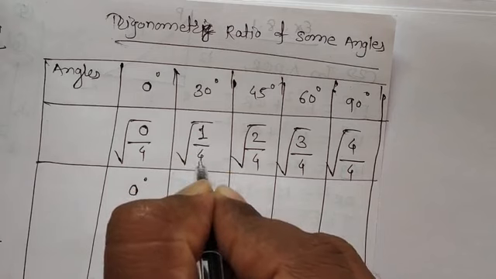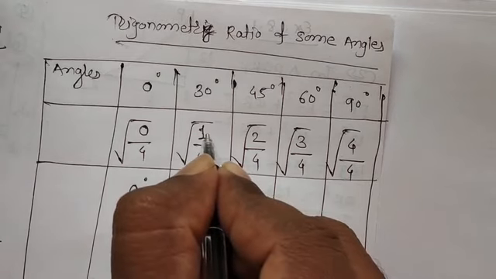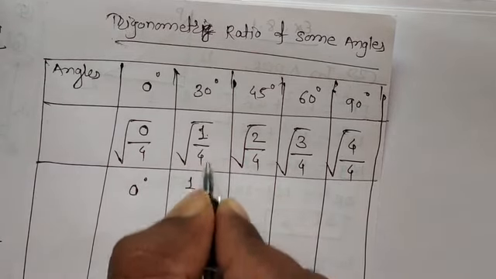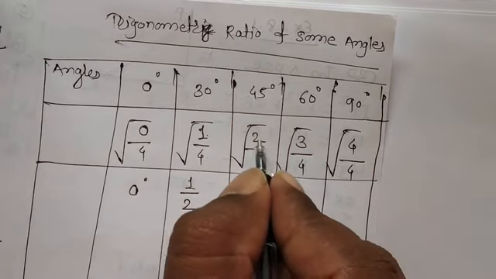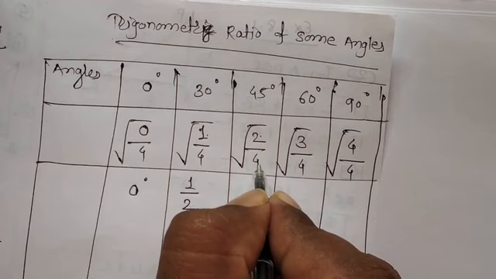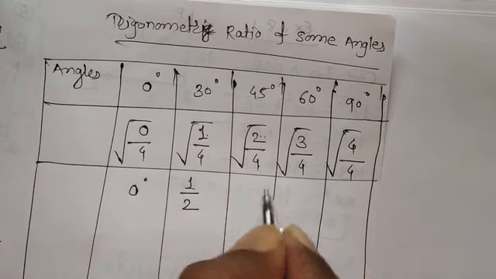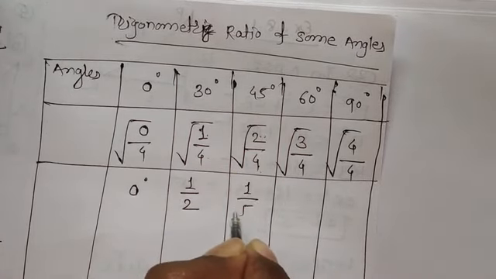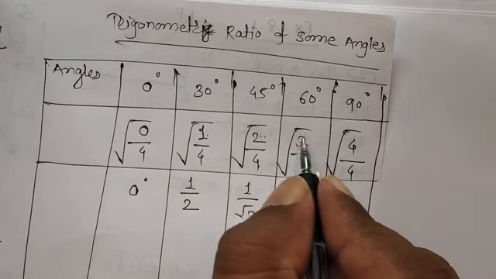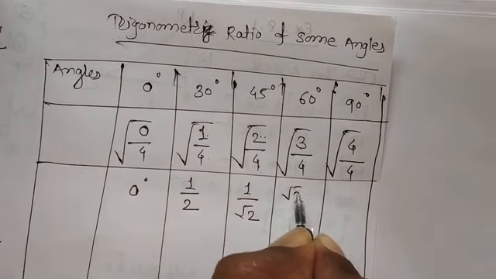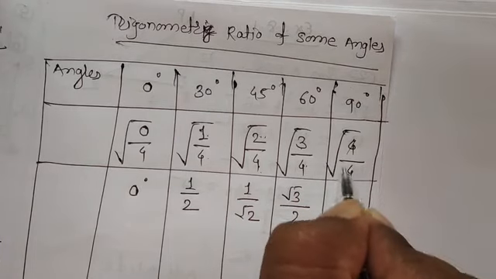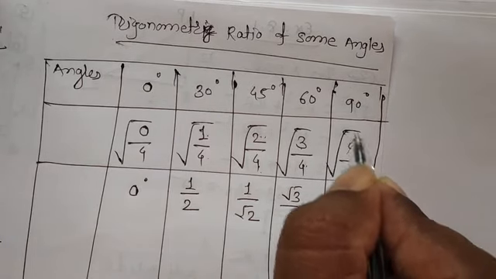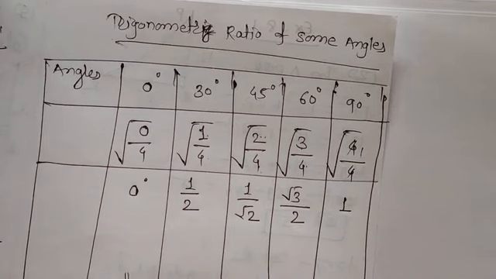Then 1 by 4, that is square root of 1 over square root of 4, which is 1 by 2. Then 2 by 4: 2 ones are 2, 2 twos are 4, so that is 1 by root 2. Then root 3 by root 4, which is root 3 by 2. Then 4 by 4 gets cancelled, remaining 1, and under root, 1.